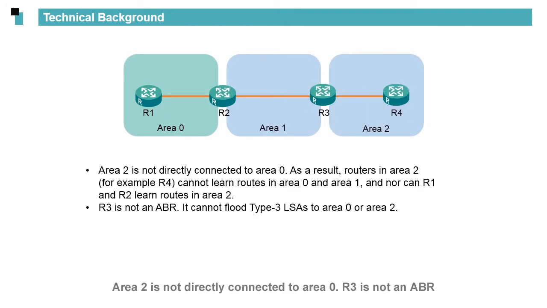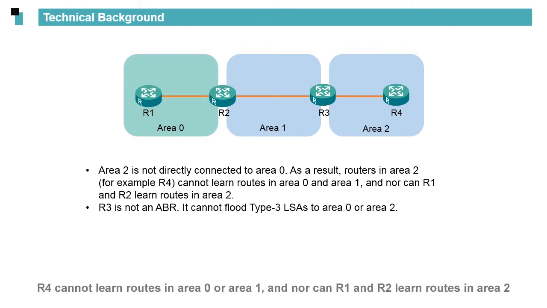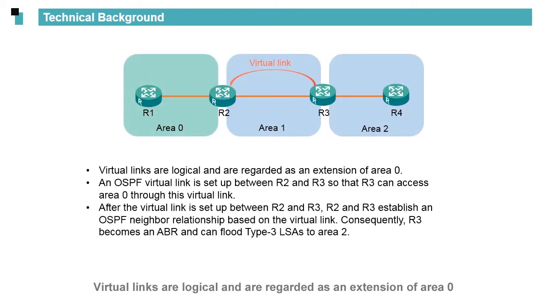This topology shows an invalid scenario. Area 2 is not directly connected to Area 0. R3 is not an ABR, and it cannot advertise the routes in Area 2 to Area 1 through Type 3 LSAs. As a result, R4 cannot learn routes in Area 0 or Area 1, and nor can R1 and R2 learn routes in Area 2. The virtual link feature can solve the preceding problem.